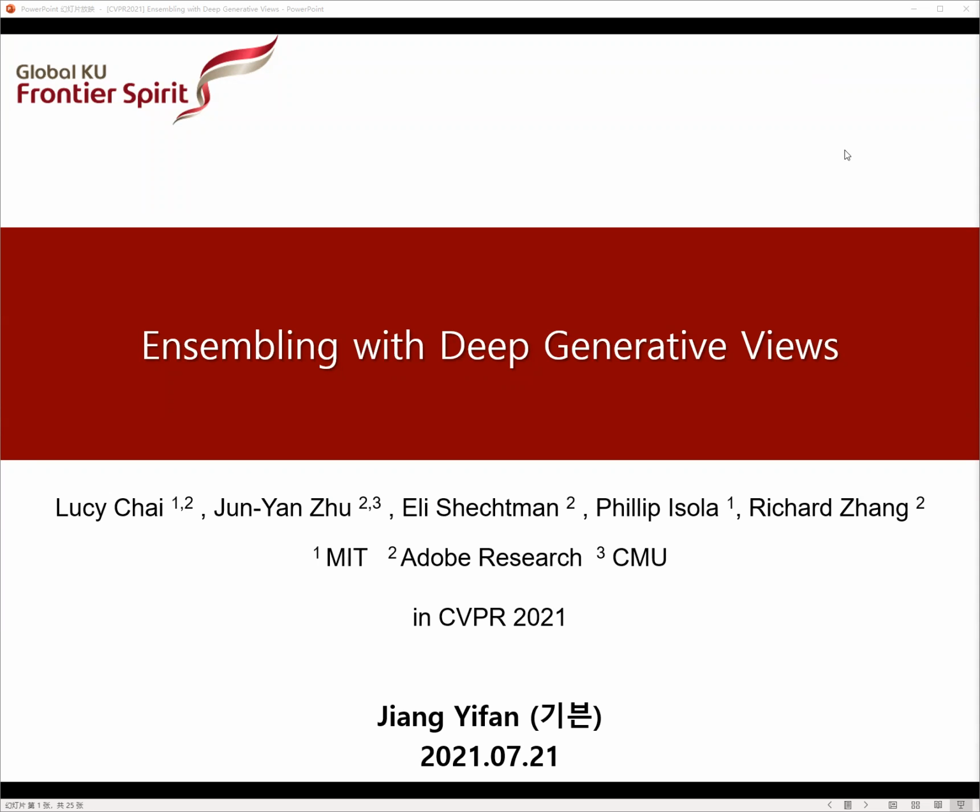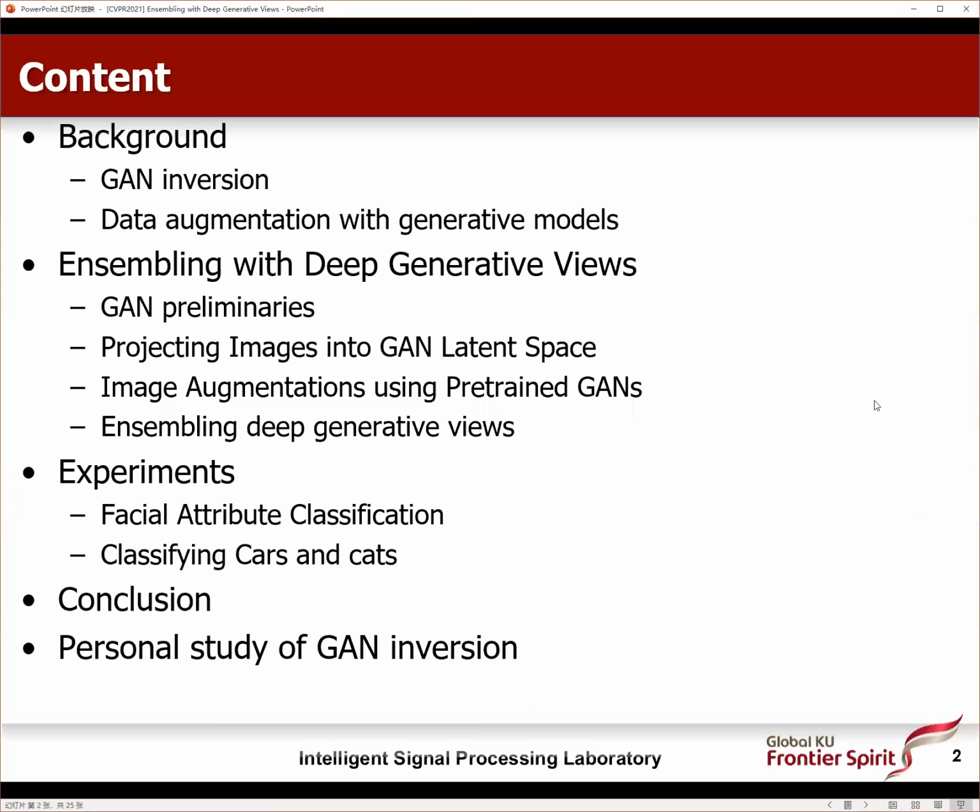Okay, very cool. So today's my presentation is a paper published in CVPR 2021. It is called Ensembling with Deep Generative Views. For today's presentation, I would like to separate it into several parts. First, we'll introduce some background about GAN inversion and also data augmentation with generative models. Then we will go to the proposed method and its experiments. And I will give you a brief conclusion. And finally, I will briefly introduce a little bit about my personal studies of GAN inversion. Okay, let's start.